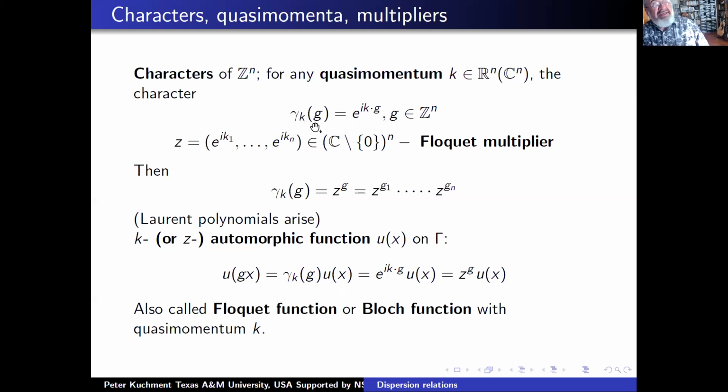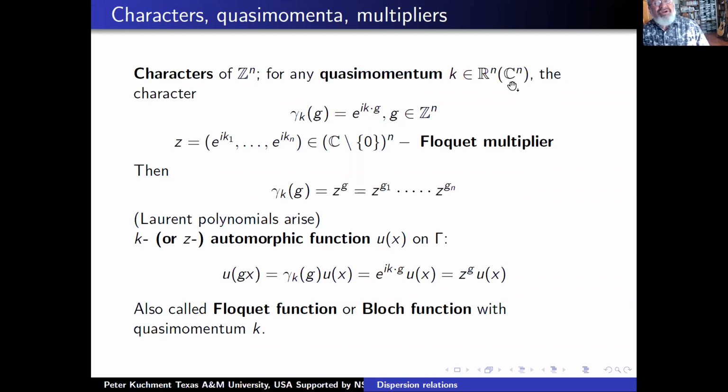That's a standard exercise: if g is a vector from this integer lattice, each character can be labeled by a vector k. In physics, they call it quasi-momentum, which is real or even complex. And this character looks like e to the power i k inner product with this g. If k is real, then this character is a unitary character. It has absolute value 1, and it lists all unitary representations of this group.